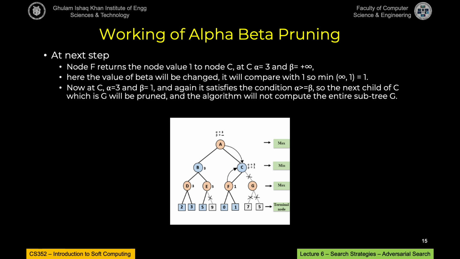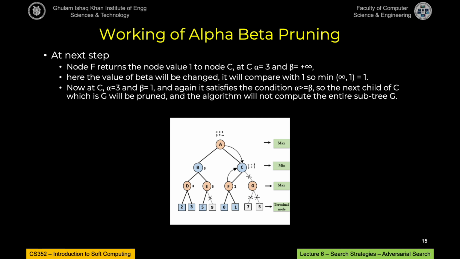Okay then, continuing on, the node F will now return the value 1 to node C, where at C alpha is 3 and beta is positive infinity. Here, since node C is working with min, only the value of beta will be changed. It will compare with 1, which is basically minimum of infinity and 1, and it will update the beta value to 1.